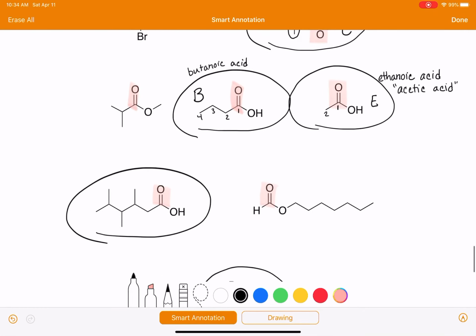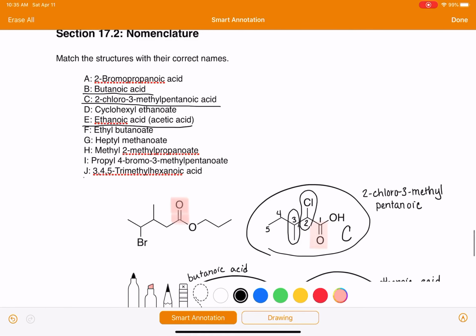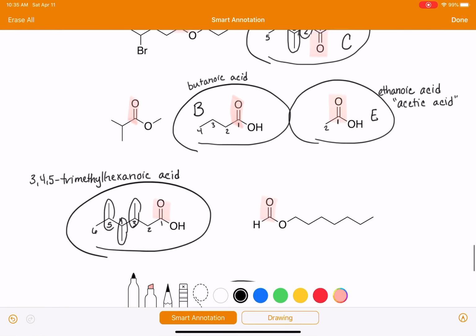Here is our next carboxylic acid. This is a 1, 2, 3, 4, 5, 6 carbon chain. It has 3 substituents. They're all methyls, so that means we say trimethyl. Where are they located? They're on carbon 3, 4, and 5. 3, 4, 5-trimethylhexanoic acid. There it is.